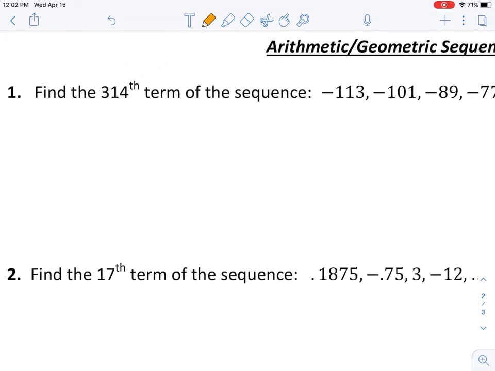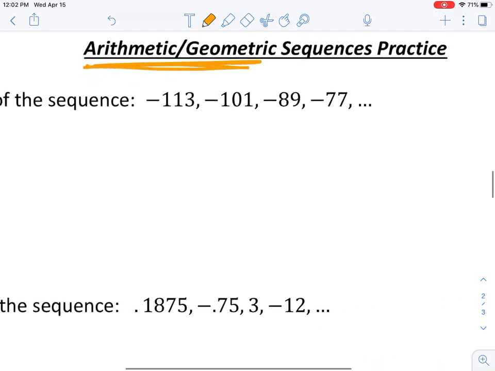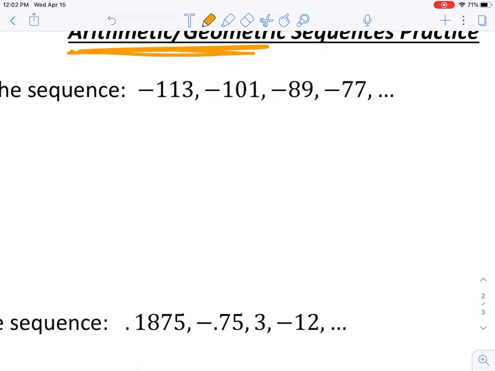Okay, so go ahead and pause the video. Try the first one. It's not telling you if it's arithmetic or geometric. Remember, you have to check. Okay, if you want to compare it to mine, first I'm going to check to see if it's arithmetic.